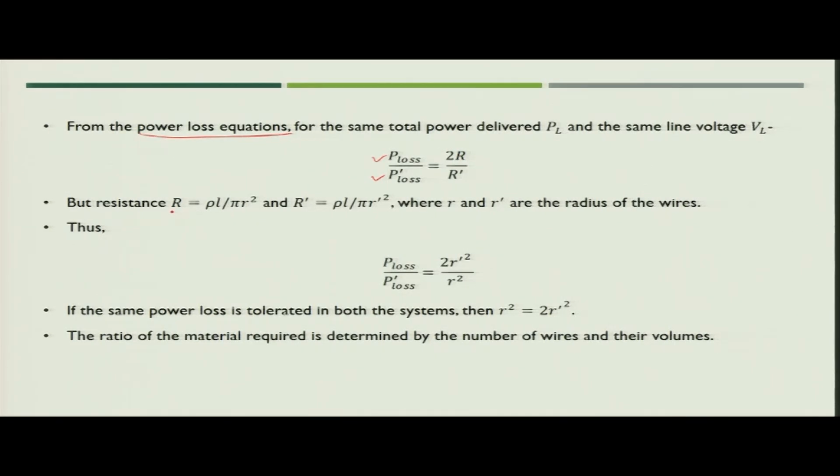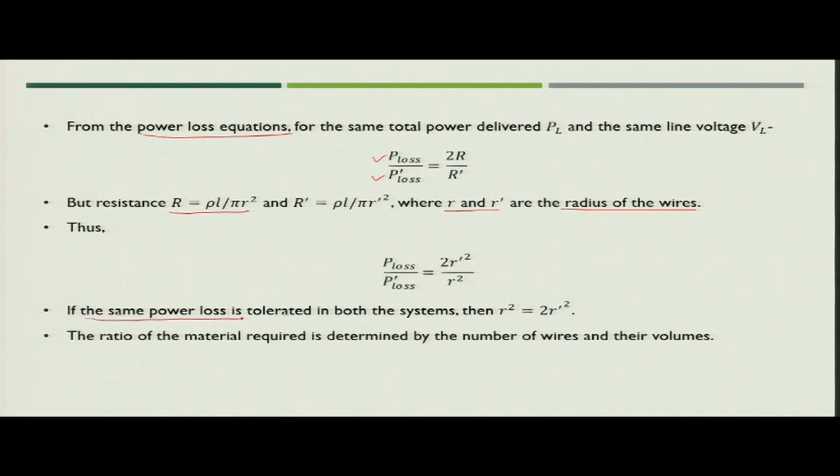Now, resistance R of the wire in case of single phase system we can write rho L, that is the length of the wire, divided by pi R square. Similarly, for R dash we can write rho L upon pi R dash square, where R and R dash are the radius of the wires. So, if you put these values in this equation you get P loss divided by P dash loss equal to 2 times R dash square divided by R square.